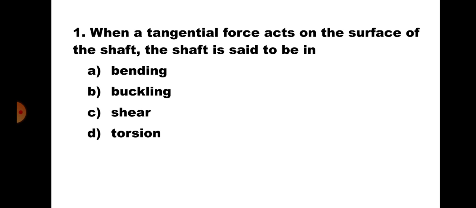When a tangential force acts on the surface of the shaft, it is said to be in A. Bending, B. Buckling, C. Shear and D. Torsion. Whenever a tangential force acts on the surface of the shaft, it will get rotated and it is said to be in torsion. Hence, the correct answer is D. Torsion.